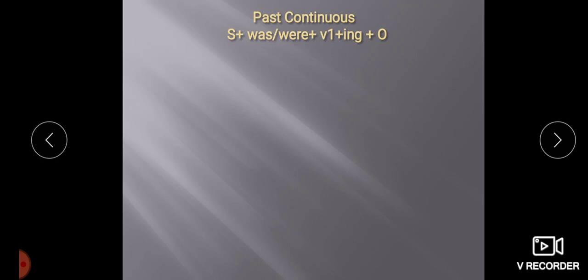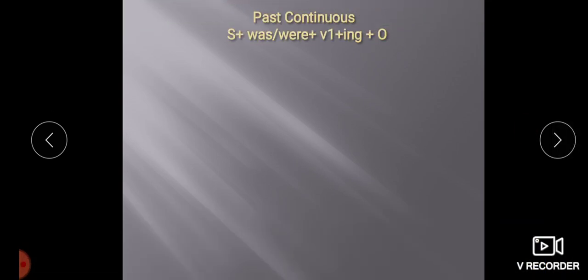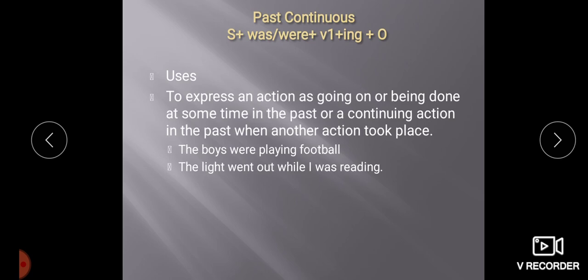Past continuous. Subject plus was or were plus the ing form of the verb plus object. Uses: to express an action as going on or being done at some point of time in the past, or a continuing action in the past when another action took place. The boys were playing football. The light went out while I was reading.